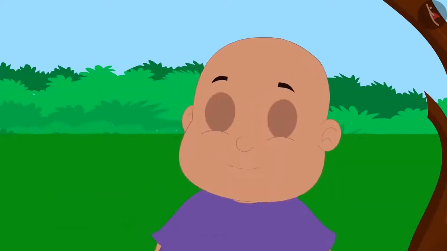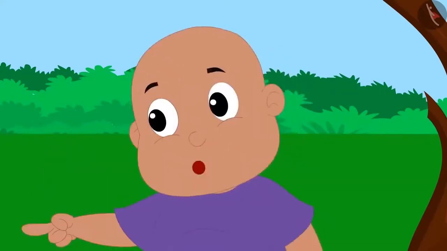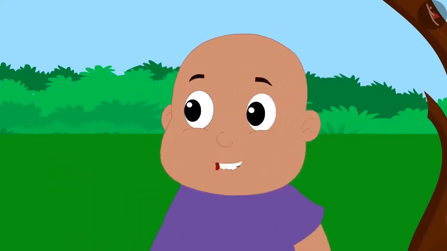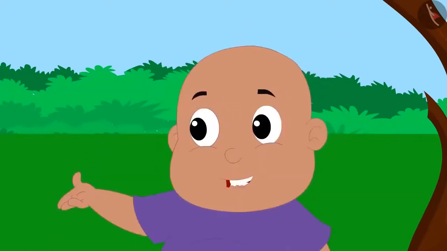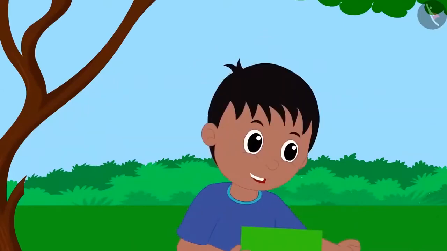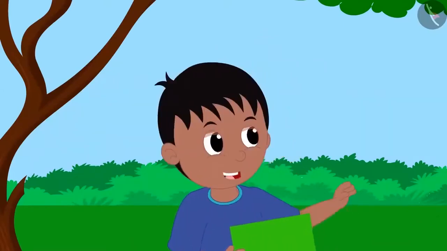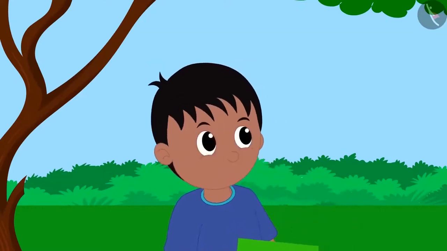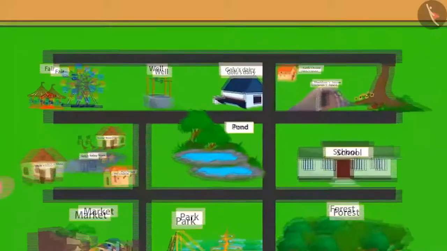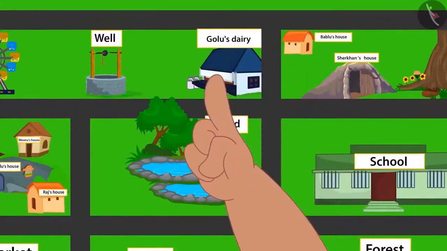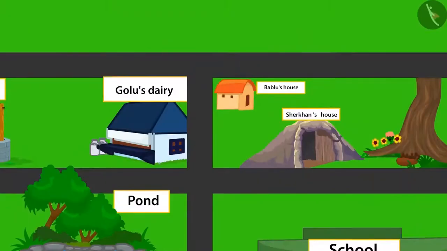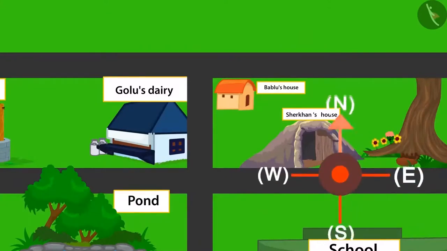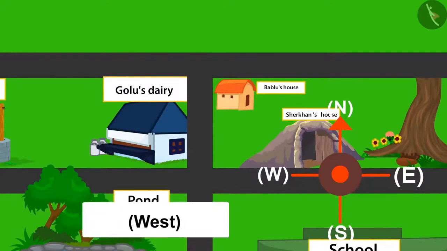Come on, Raju, let's play a game. You tell me the name of any place in the village and I will tell you in which direction it is from my house, okay? Is that so? Then tell me, if you have to go to Golu's dairy from your house, in which direction will you go? So this is my house and this is Golu's dairy. If the direction towards the front of my home is north, then left would be west direction. Golu's dairy is towards the west from my home. So to go there, I will go towards west.